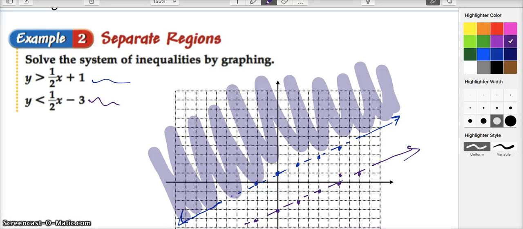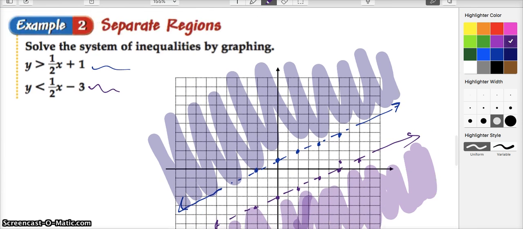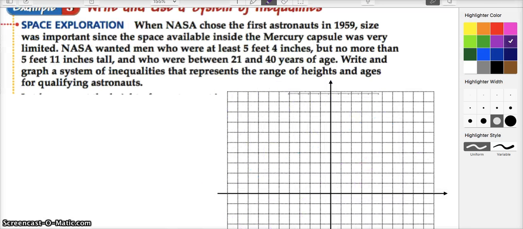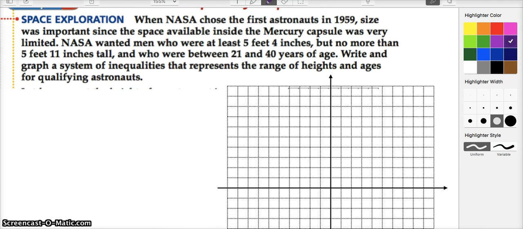And so we see that there is no true solution or no solution area for this situation. They're separate regions. Here we are with example 3, and we're going to write and use a system of inequalities to kind of represent the situation.